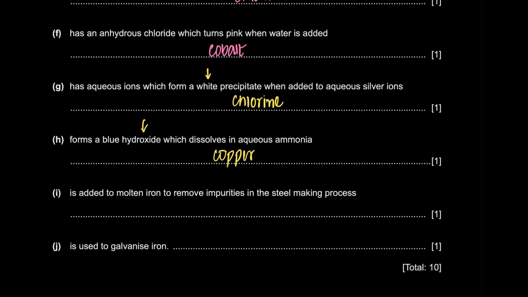Added to molten iron to remove impurities in the steel making process. So notice how they're saying steel making process. What are you trying to remove when iron is extracted and you're trying to make steel out of it? So you're trying to reduce the amount of carbon in it by passing oxygen over it and letting the carbon burn, turn into carbon dioxide. So that is oxygen. You just pass air over it.